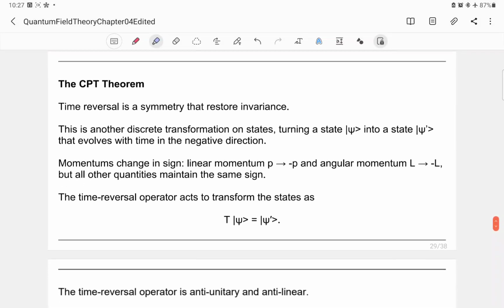Now the CPT theorem. Another symmetry is the time reversal, and we're talking about that restores invariance. This is another discrete transformation on states, turning a state psi into a psi prime that evolves with time in the negative direction. So in this case, the momentum will change in sign. So the linear momentum becomes -p, and the angular momentum L becomes -L. But all other quantities maintain the same sign. So this is how it transforms.